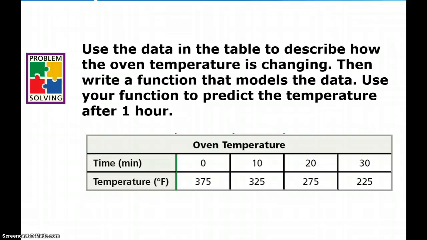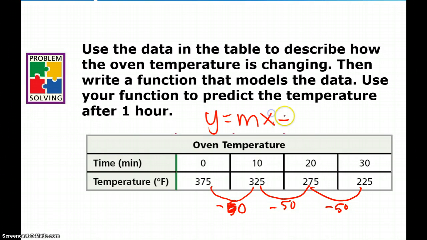Okay, next one, I think this is the last one. Look at the table. It doesn't take too long to figure out that we're going minus 50. Minus 50, minus 50. Okay, so this is definitely linear. So when I want to do a linear equation, I've got y equals mx plus b. We know that b is always our starting amount. So what is our starting amount in this graph? It's right here at 0. So my starting amount is going to be plus 375.